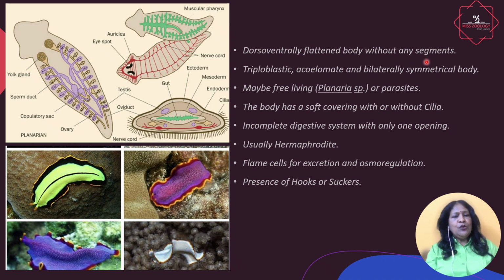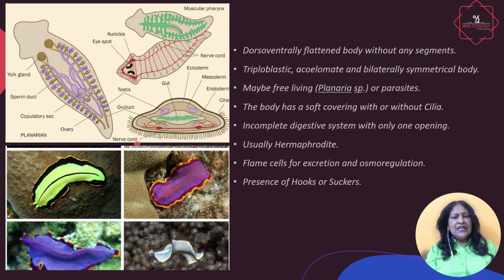They have a triploblastic organization. What does that mean? They have an outer ectoderm, a middle mesoderm, followed by an inner endoderm. These are three germinal layers. Most of them are parasitic. A few of them are free living. When free living, they are mostly marine or freshwater forms. Their body, being soft, may be covered with cilia or it could be lacking.